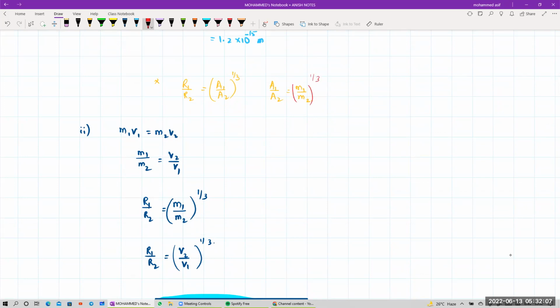Isn't it? As the nuclear force is an internal force, no external forces are acting. So momentum is conserved. If momentum is conserved, initial momentum will be equal to your final momentum. So M1 V1 will be equal to M2 V2. So M1 by M2 will be equal to V2 by V1. Or else from this I can write radius R1 by R2 is equal to M1 by M2 to the power of 1/3. In place of M1 by M2, I can write V2 by V1. So R1 by R2 is equal to V2 divided by V1 to the power of 1/3. Got it?